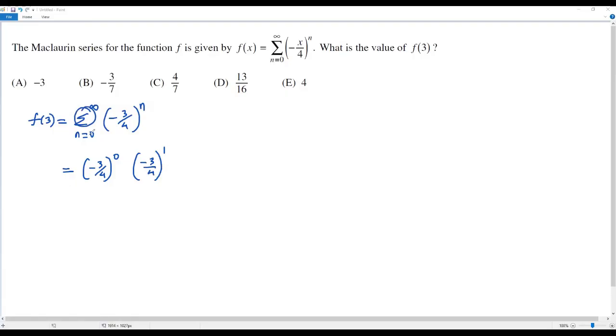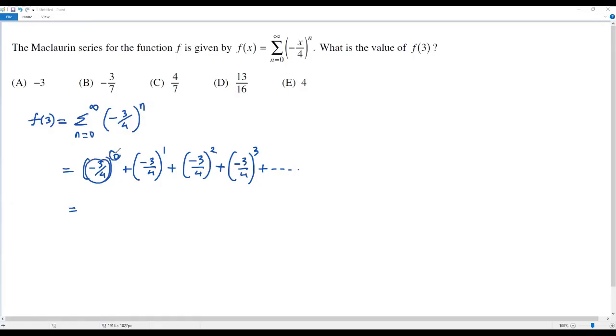And since we have summation, we have to add all the terms we get by plugging in n equals 0, 1, 2, 3. Now let's plug in the next value of n, that is 2. Then we get negative 3 over 4 to the second power. Let's plug in the next value. Then we get negative 3 over 4 to the third power. And it keeps going infinitely because the upper limit of n is infinity.